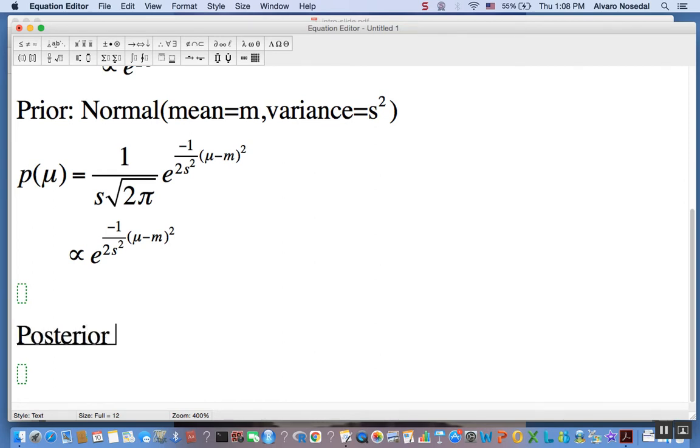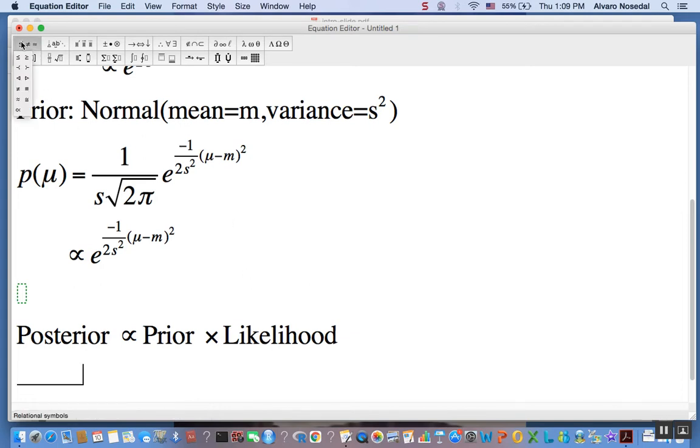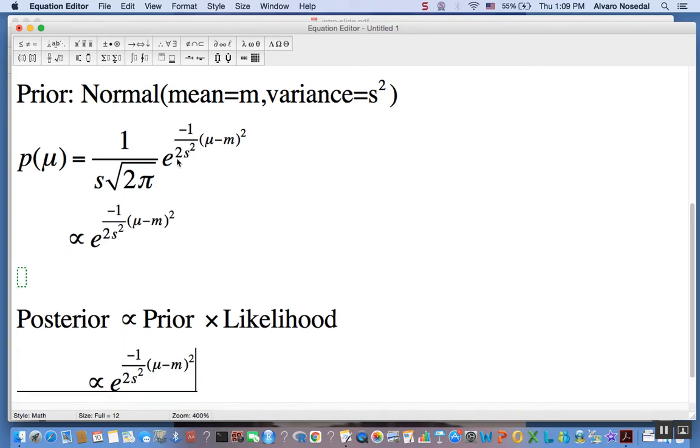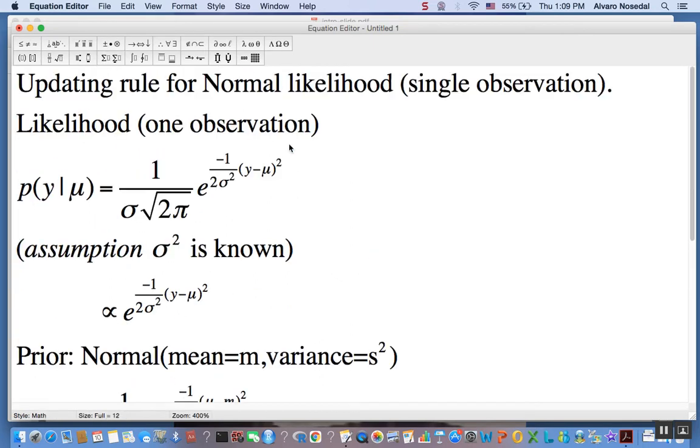Now as usual, in plain English we know that the posterior is proportional to the product of prior times likelihood. Prior times likelihood. So in this case, what we're going to have is the product of those two exponentials: this one here times our likelihood for a single observation.